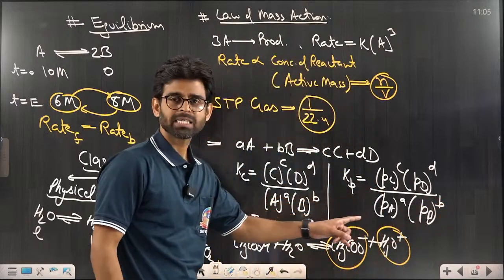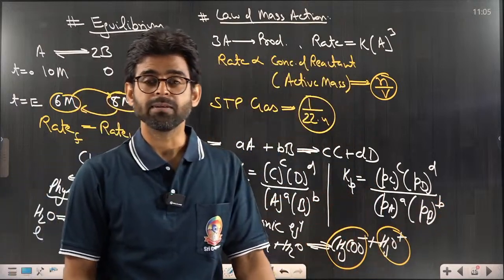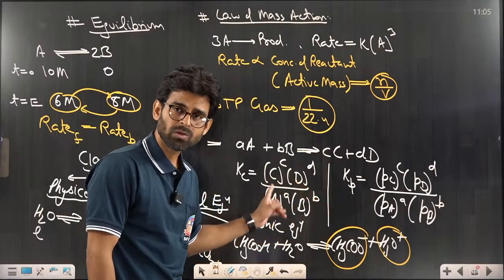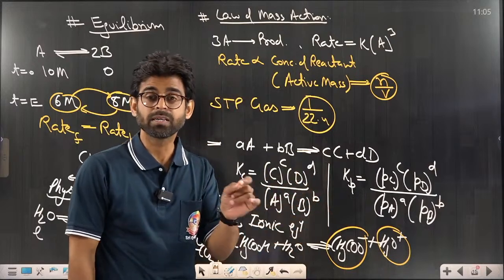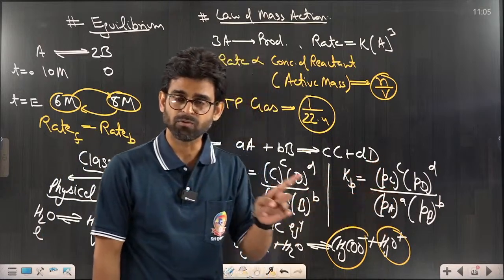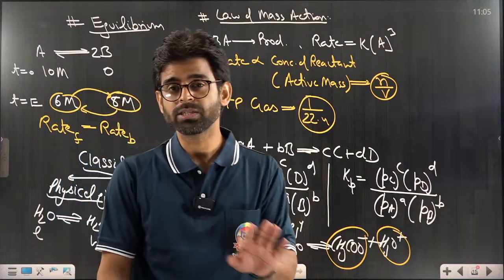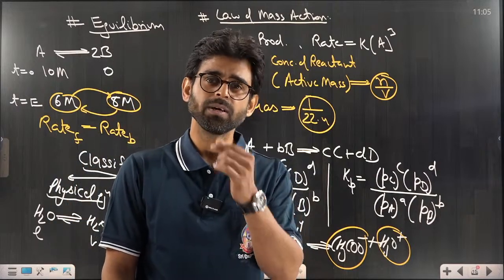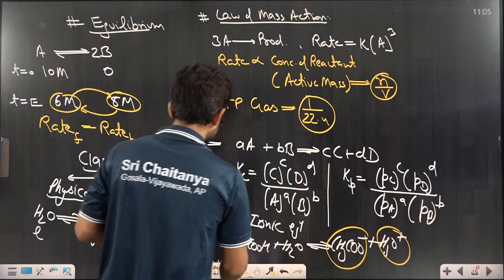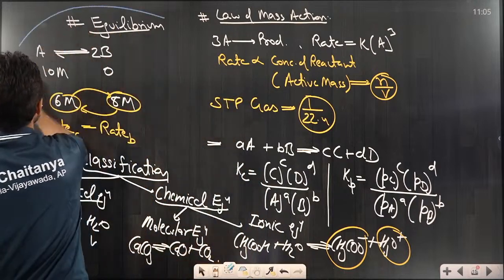These are the partial pressures of different components, whereas those are the concentrations of different components. These are the concentrations at the time of equilibrium, and these are the partial pressures at the time of equilibrium. Remember, not initial, not final, but at the time of equilibrium. So be careful about it. This comes from the law of chemical equilibrium.